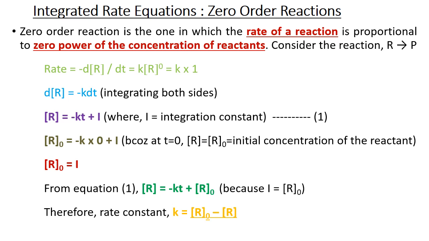From equation 1, concentration of reactant is equal to minus kt plus initial concentration of the reactant. Therefore, rate constant for zero order reaction, that is k, is equal to concentration of reactant at the initial stage minus concentration of reactant at any time, divided by t, that is time.